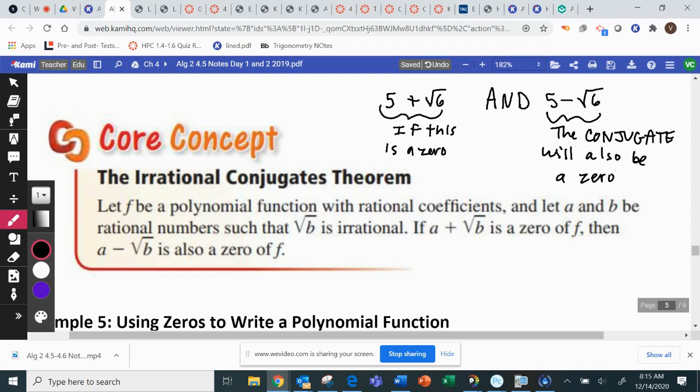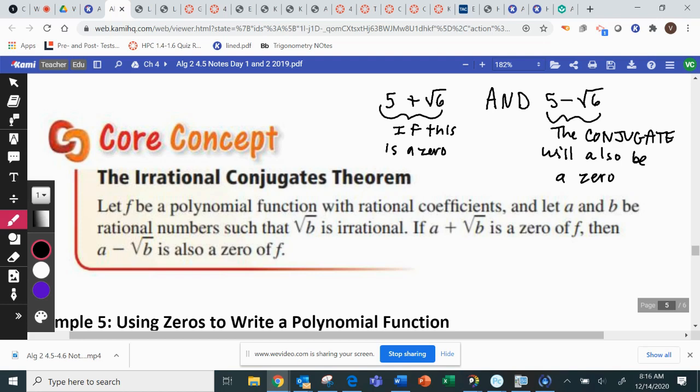How is 5 plus square root 6 and 5 minus square root 6 the same? How are they the same? Jackson, how are they the same? I'm looking for super obvious answers. They both start with a 5. What else? They both have the square root 6. So their first term, exactly the same. Last term, exactly the same. Sierra, how are they different? One is adding, one is subtracting.